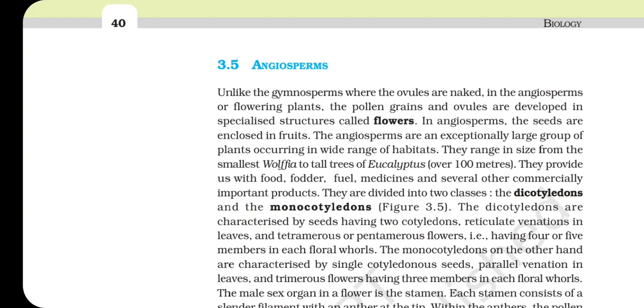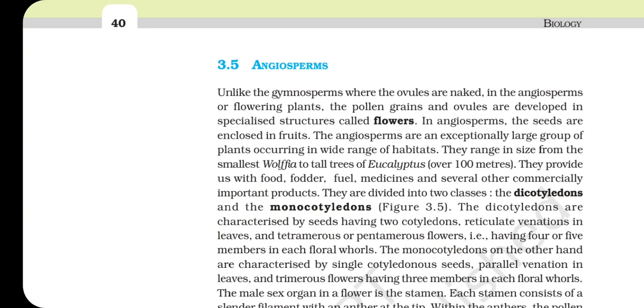The monocotyledons, on the other hand, are characterized by a single cotyledon and parallel venation in leaves. The trimerous flower has 3 members in each floral whorl.